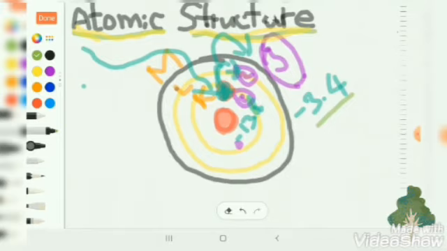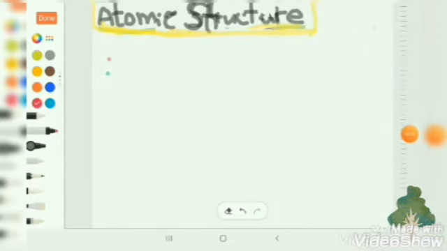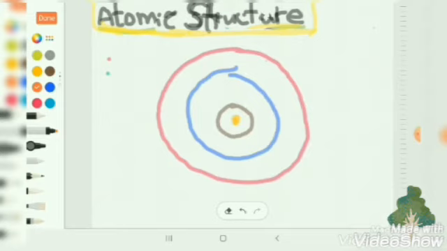So if we give some energy, what is the difference between these two energies? 10.2. So if we give 10.2 of energy to this electron, it jumps to a higher orbit and comes to the second orbit. This electron gains some energy and jumps into a higher orbital.